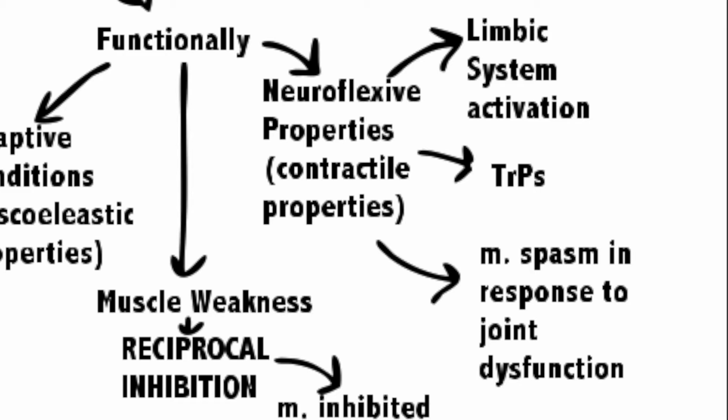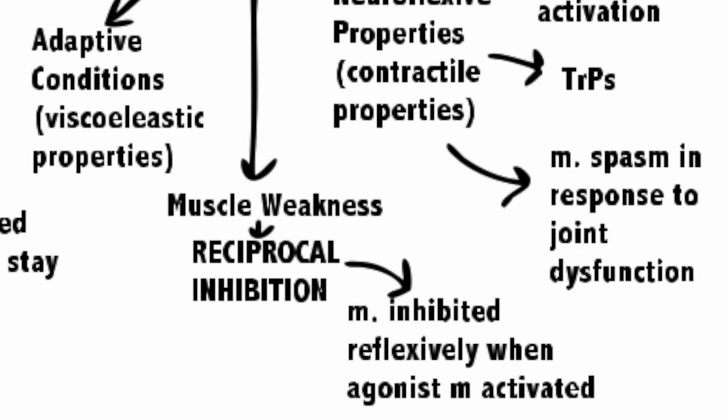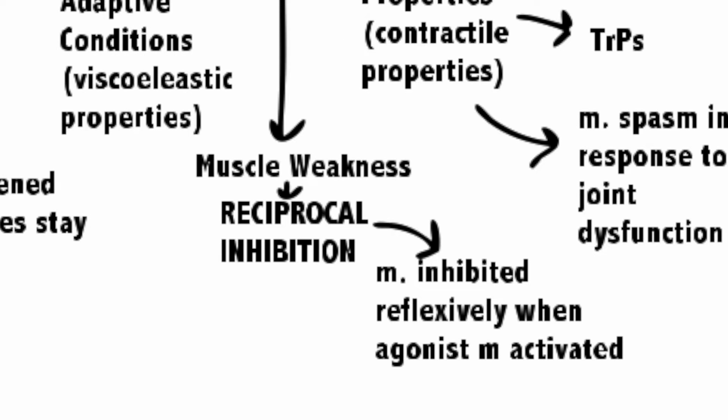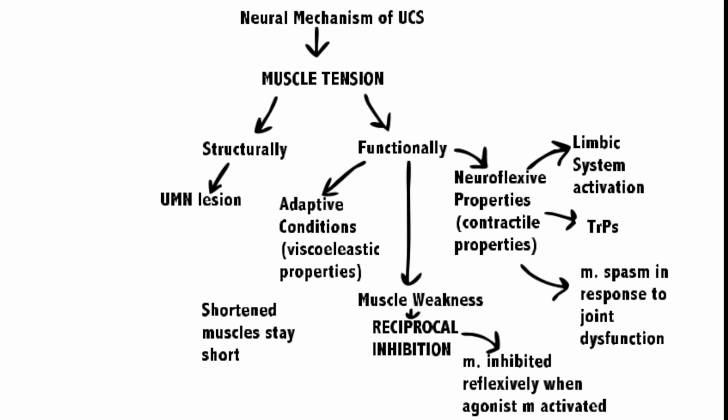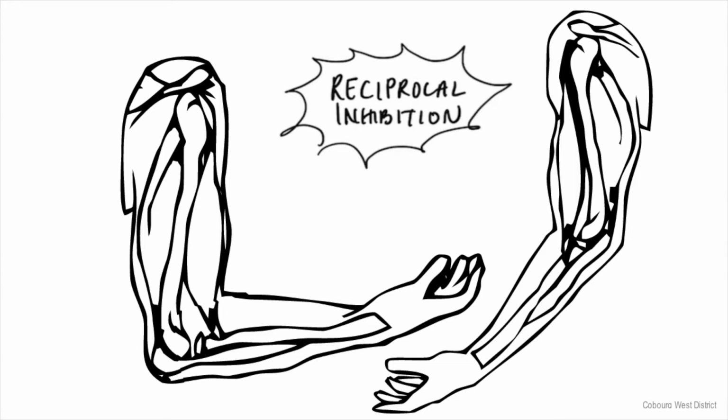Muscle weakness is really where we're interested in terms of upper cross syndrome. Muscle weakness as a result of reciprocal inhibition is what really causes upper cross syndrome. This is when a muscle is inhibited reflexively, and we'll get into this more in the next section. Cross syndromes are a dysfunction of the reciprocal inhibition system.